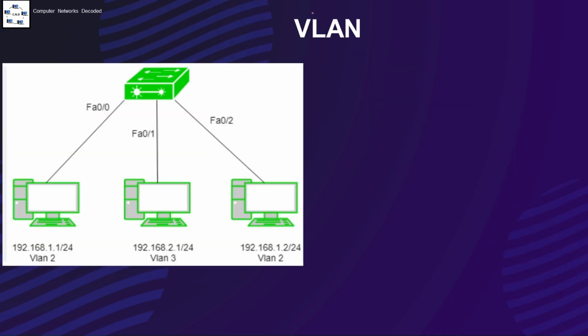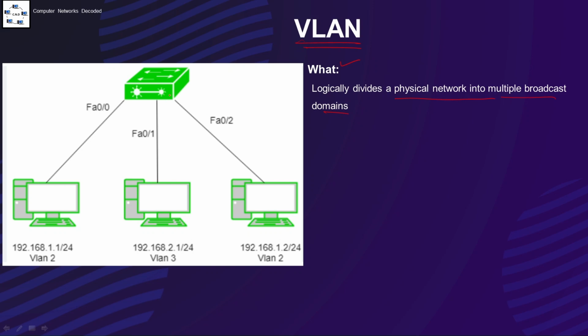Another important concept is the VLAN, that is virtual LAN or virtual local area network. So what is a VLAN? VLAN logically divides a physical network into multiple broadcast domains. So by default, when you connect your devices to a network switch, this switch has one broadcast domain and all the devices are in the same broadcast domain. But when you configure different VLANs inside the switch, each VLAN is now a separate broadcast domain.